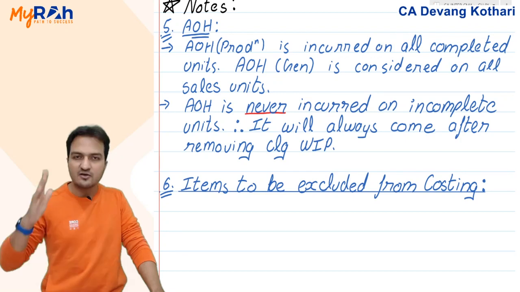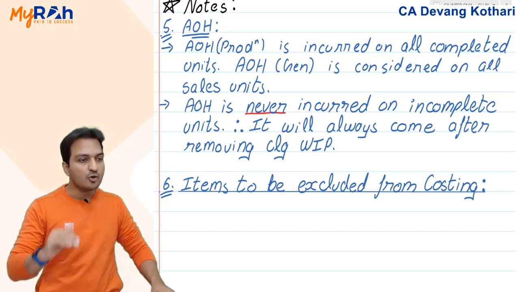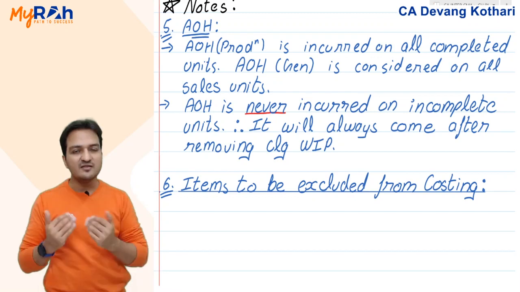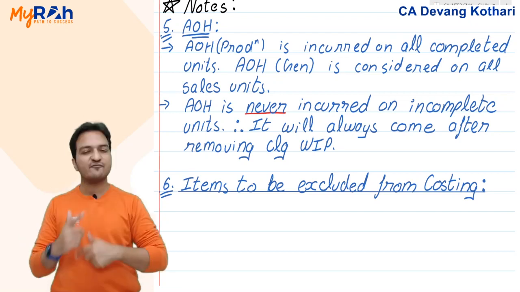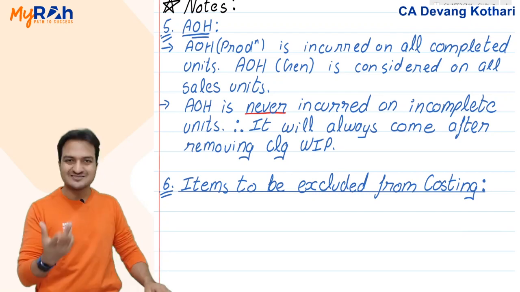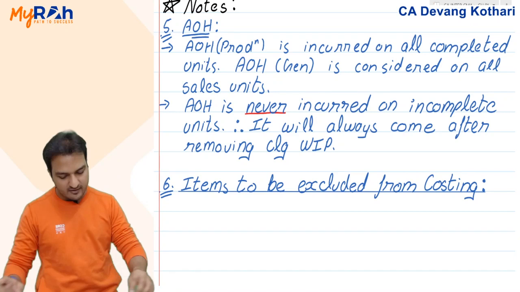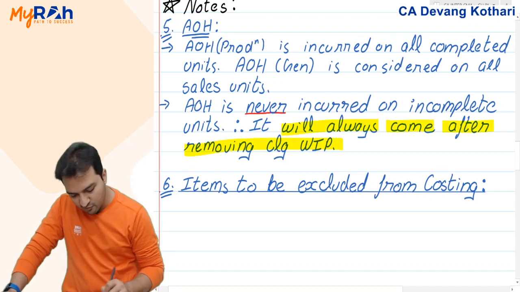Yes, but for completed units, once the units are completed, then only it comes out from the factory, and after it comes out from the factory, only then I might incur the other admin overheads on them. So after completion, whatever overheads I incur on them might be admin or might be selling overheads, but admin overheads will never be incurred on incomplete units. That is the reason that admin overheads will always come after removing closing WIP.